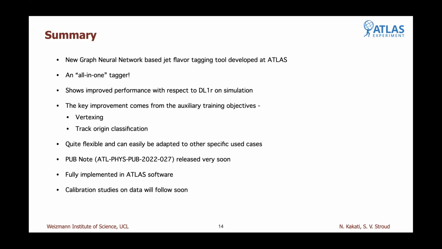So that brings us to the summary. We talked about this new graph neural network based flavor tagging tool developed in ATLAS. We indeed got an all-in-one tagger, which is what we wanted to discuss in the beginning. It shows improved performance with respect to DL1R on simulation. The main ingredient behind this improvement turned out to be the auxiliary objectives that we defined, namely the vertexing task and the track origin classification. And it's quite flexible and can easily be adapted to other specific use cases.